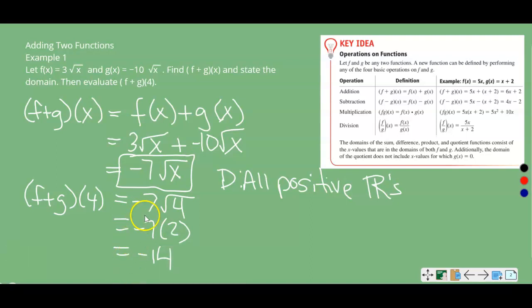And if you were to graph negative 7 times the square root of x in your calculator, you would find 4 and negative 14 as an ordered pair, an x-y value that falls on this curve. So 4 would be your x, negative 14 would be your y value. Again, that's an ordered pair that does fall on that curve.